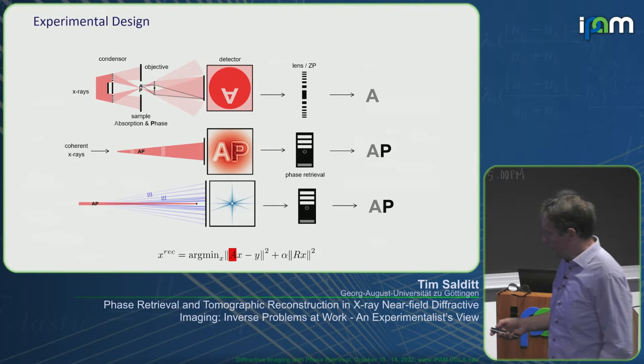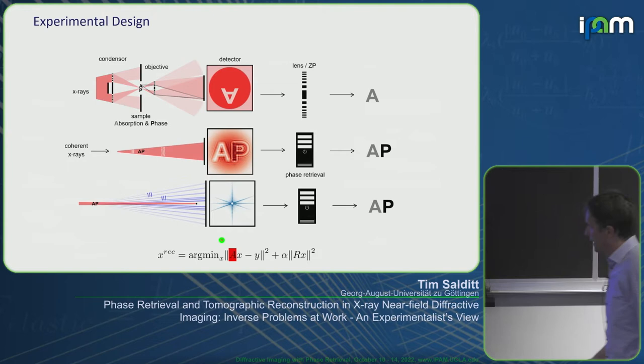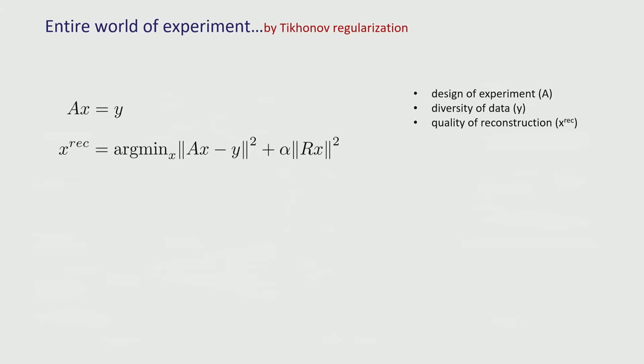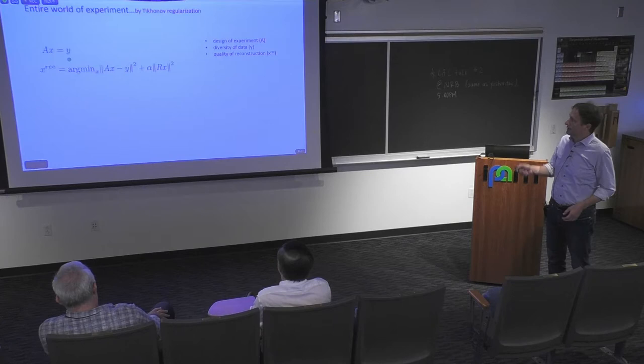Mathematically, we are in a mathematics building or center here. It's something like engineering here with our system matrix A. So this is supposed to be A, not A for absorption, but a large matrix. And then maybe we use some regularization. So the entire world of experiment you could map maybe to something like a Tikhonov regularization. We can design our experiment. We try to take a lot of data and get enough diversity in the data. We worry about the quality of reconstruction.